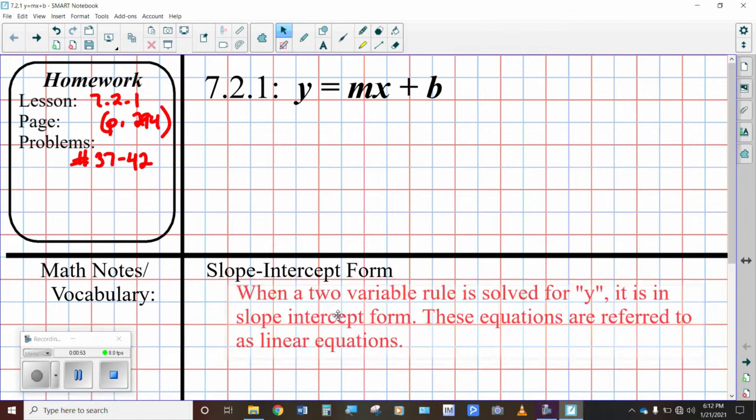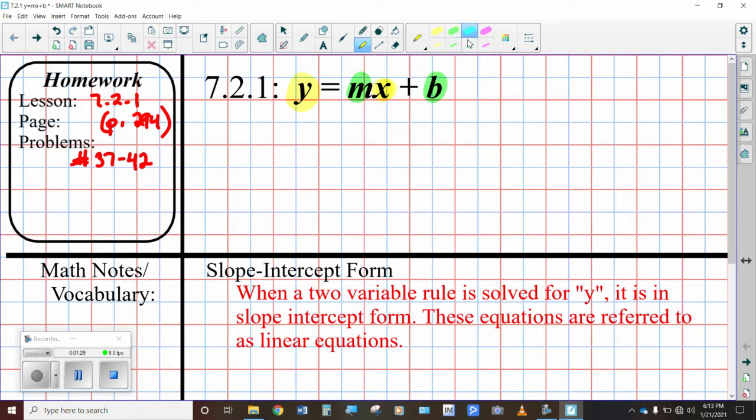Slope-intercept form, if you recall, is when you have a two-variable rule that is solved for y. Being solved for y means we've got y all by itself on one side. This is called slope-intercept form because here you've got your y and your x, those are your two variables, and you've got your parameters, which might be in a later lesson. Your parameters are the slope or the growth rate and your starting amount or your y-intercept. When you've got the equation in this form, you can tell both of those pieces just by looking at the rule.